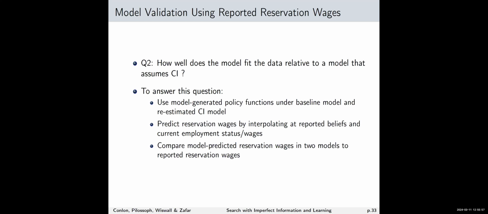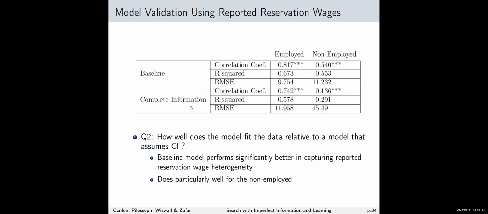A second thing we do is ask, going back to the 3 questions I posed in the beginning, how well does this model fit the data relative to a model that assumes complete information? In order to answer that, we look at the model's predictions for reported reservation wages. We have the 2 models, complete information and our model with incomplete information and learning. Both models give us policy rules, so reservation wages as a function of beliefs about mu and gamma. And we can just use the policy rules to interpolate people's reported reservation wages, and then correlate them with what they actually report in the data and see which one does better. So what I'm reporting for you here is our baseline model and then the model with complete information.